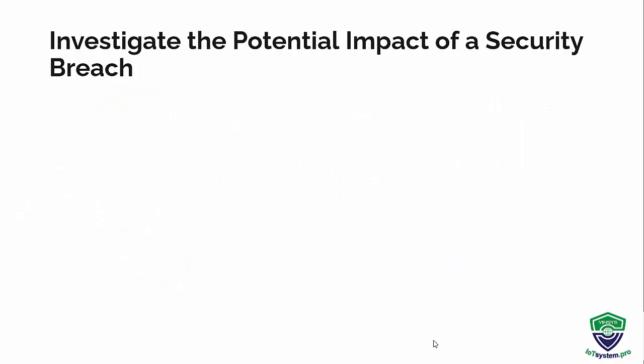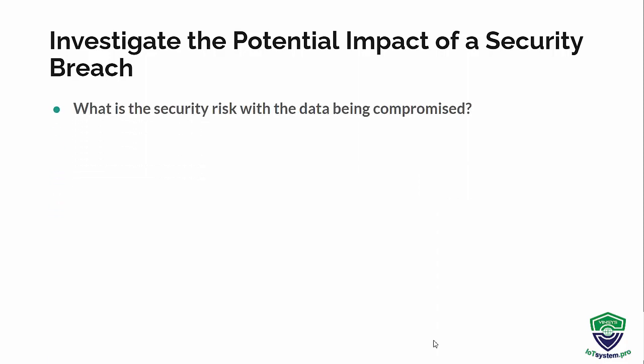In this section, we will investigate the potential impact of a security breach by answering some questions. The first question is, what is the security risk with the data being compromised? In our example, when the data is transmitted from the IoT gateway to the cloud, if the data is compromised, it can lead to an incorrect electric bill.